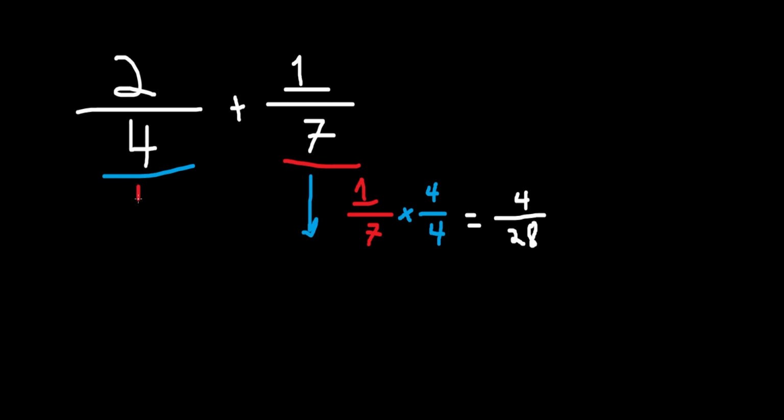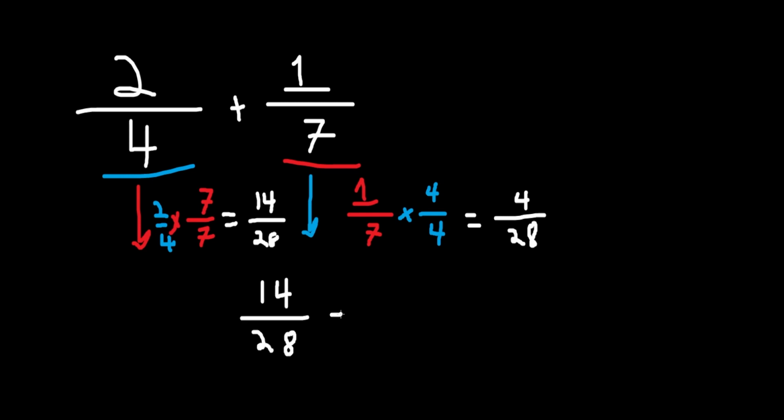On this side, over here, I'm going to multiply by 7 over 7. I originally started with 2 over 4. So if I multiply that, that's going to give me 14 over 28. And you might have noticed that, yes, you can reduce this fraction and this fraction, but we don't want to do that right now. Right this second, we want to do 14 over 28 plus 4 over 28.